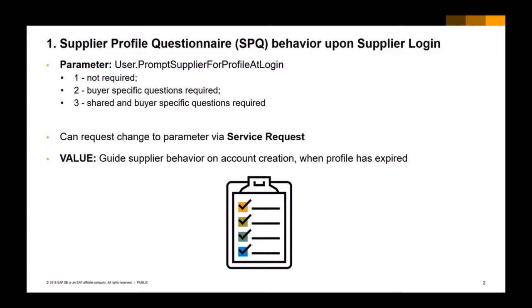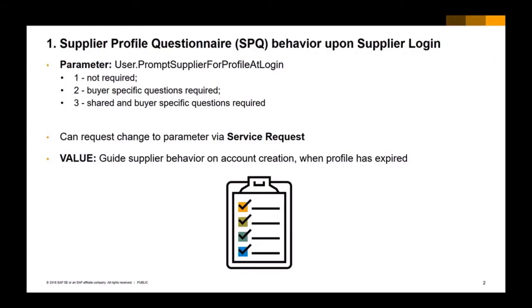But there's a parameter at the site level that will determine how the supplier interacts and behaves with the supplier profile questionnaire upon creating their account or upon supplier profile questionnaire expiration. So as you can see here, we have a few options. One, we cannot require the supplier to update their information if expired or if they haven't filled it in the first place. If we don't need for the supplier to do that before responding to an RFP, for example.